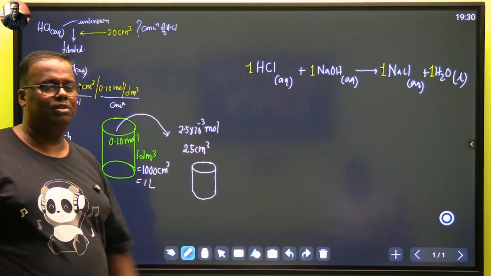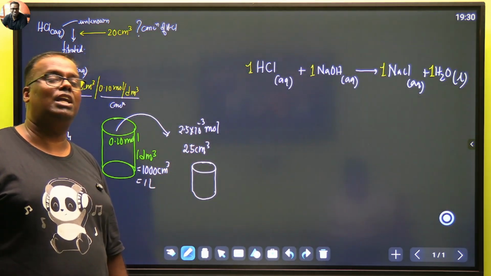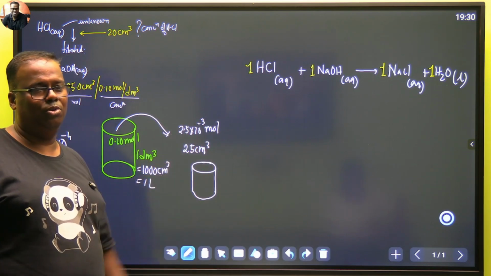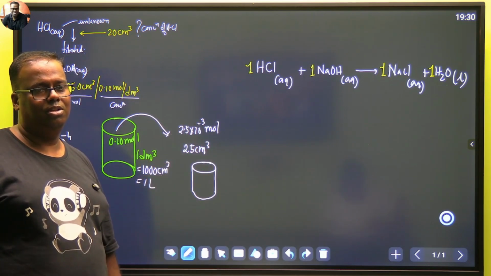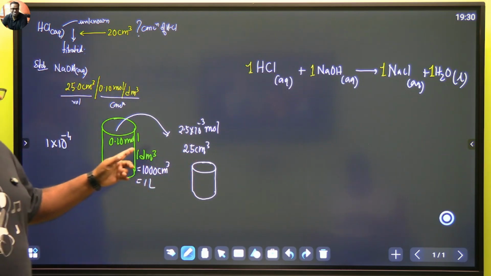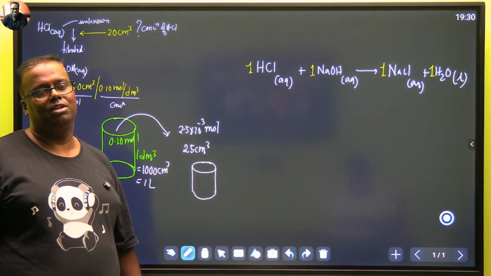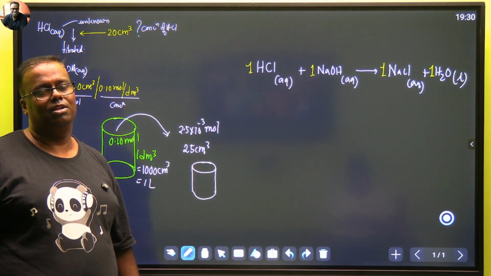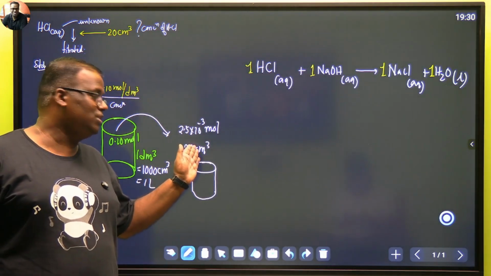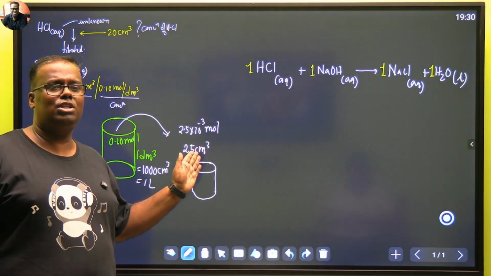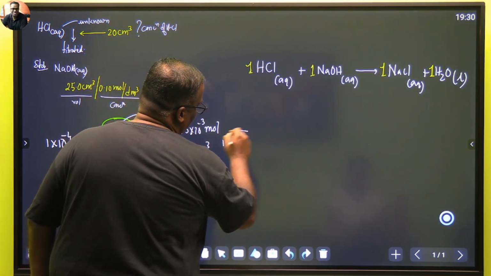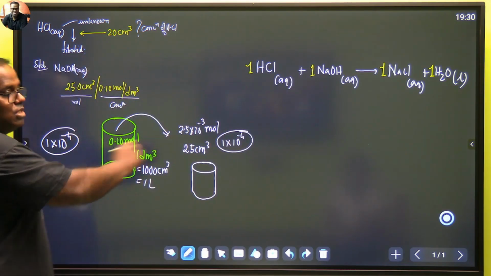divided by 25, for your calculator satisfaction. Check it. It's here on the board. 2.5 into 10 to the power minus 3 divided by 25. We are checking concentration. Others can also help. Don't sleep. 1 into 10 to the power minus 4. Are you now satisfied that the concentration is the same?